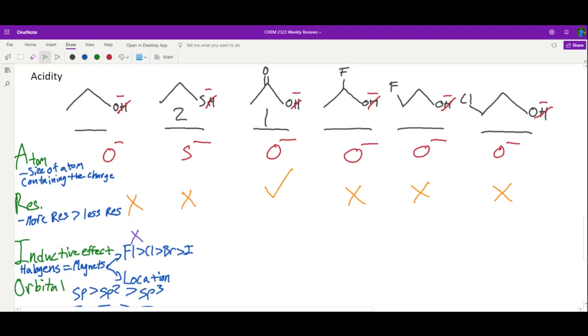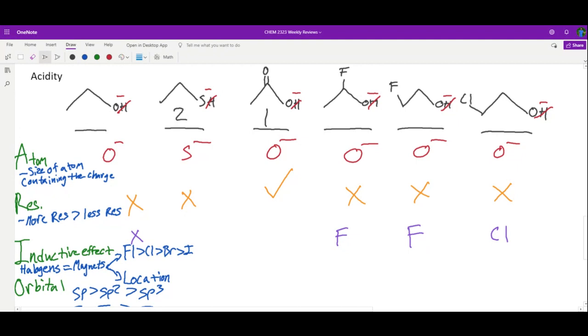So compounds 4 has a fluorine, 5 has a fluorine, 6 has a chlorine. Okay? So the strength of the halogen matters more than the location. Okay? But in this case, we don't even need to worry about that. The fluorines are going to be automatically much better.